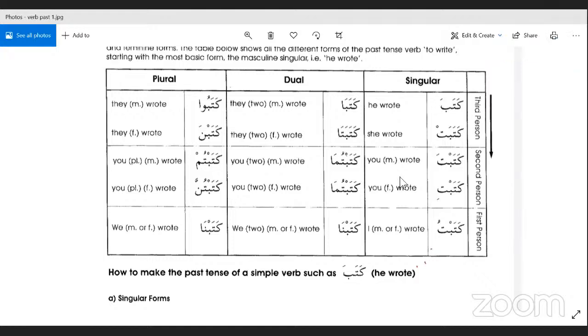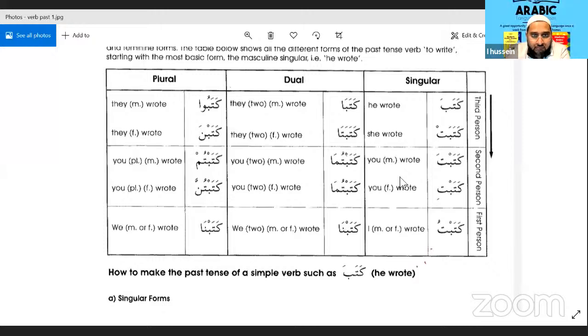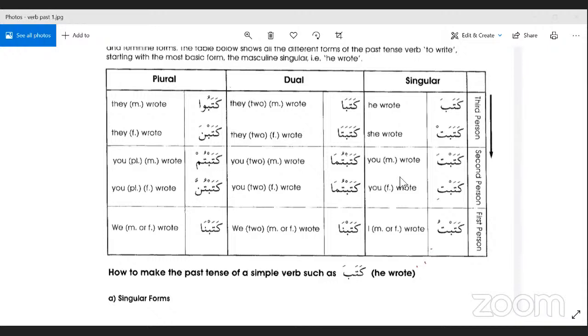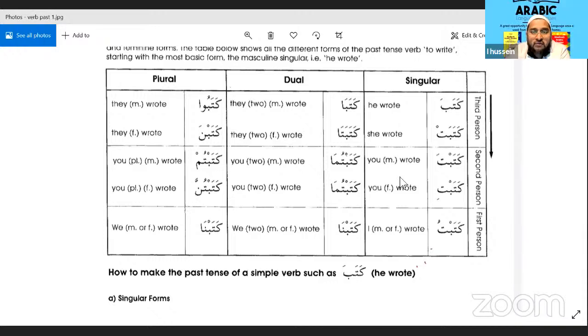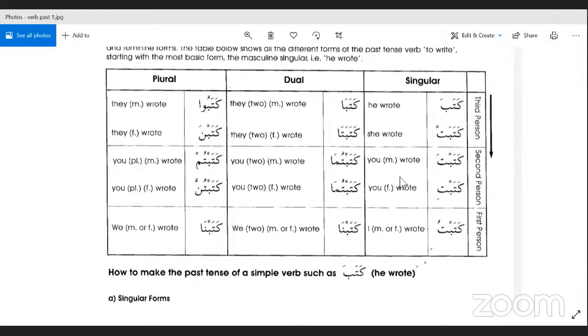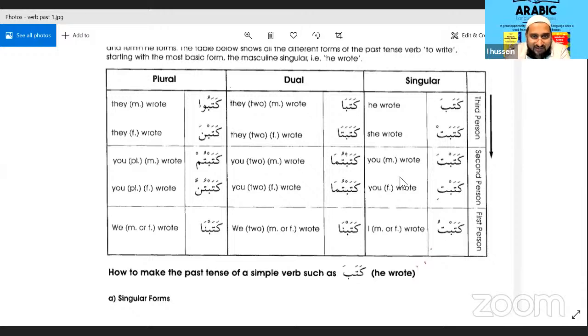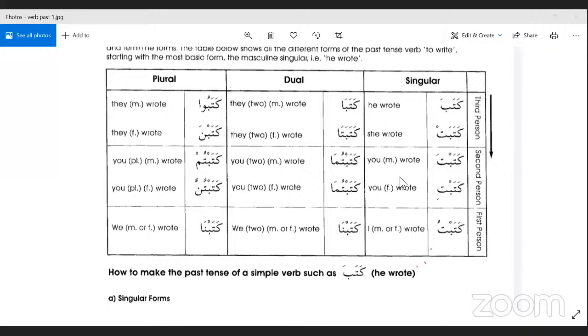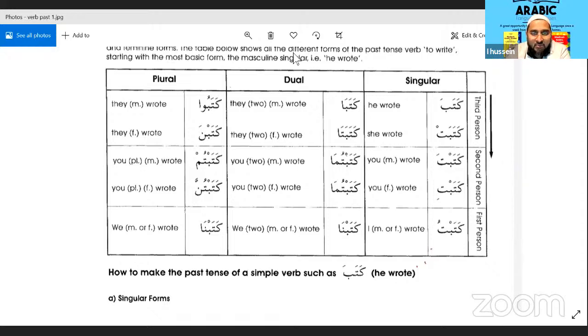They all males wrote. Katabu. Excellent. You all boys wrote. Katabtum. Excellent. They two boys wrote. Kataba. You two males wrote. Katabtuma. MashaAllah. Excellent. And finally, they two females wrote. They two female is katabata. Katabata. Right.